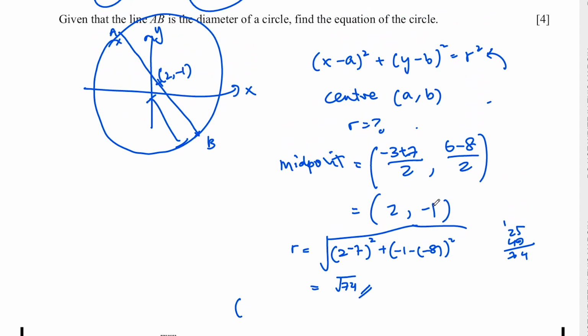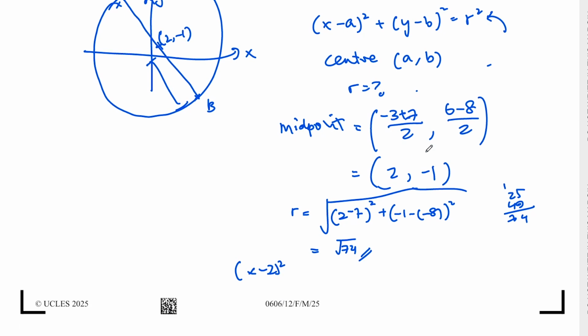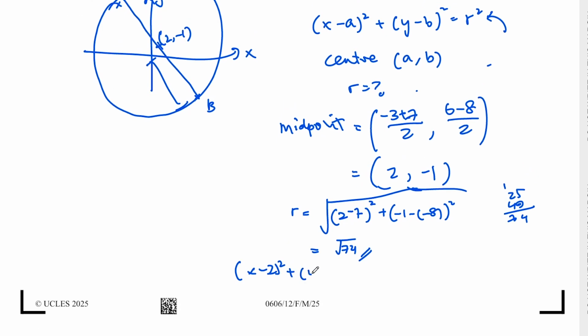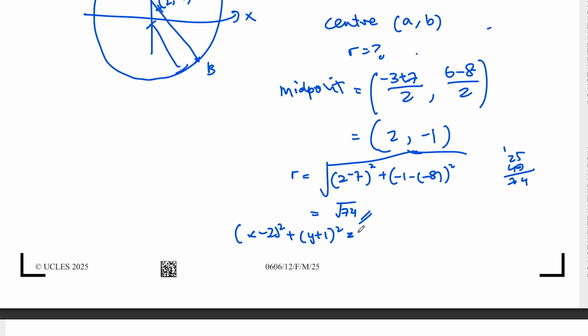So remember, even when you find the midpoint, when you put it back into the equation, it will be a negative value, right? So here, if it is positive, make it a negative value. So x minus 2 squared, and since our y coordinate is negative, we make it into a positive value in the circle equation. And now r squared will just be simply 74. So this will be the final answer for the circle equation, right?